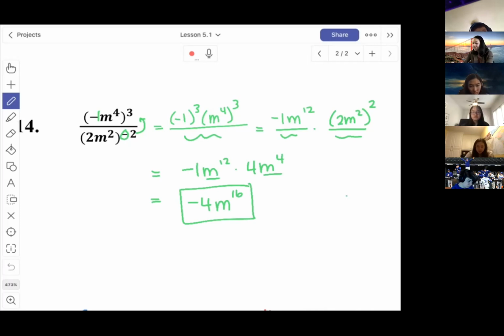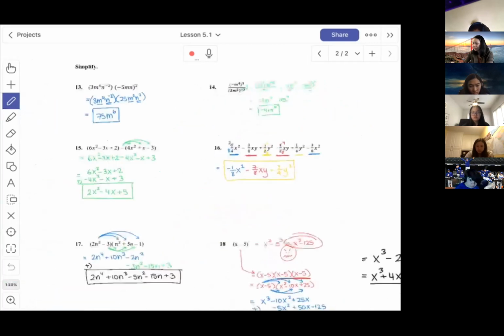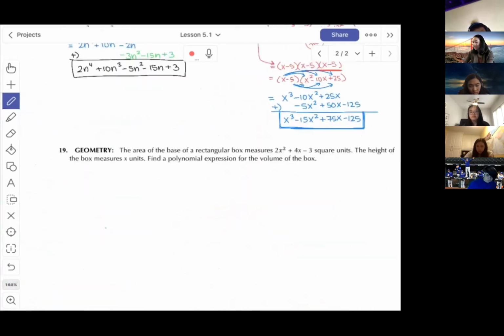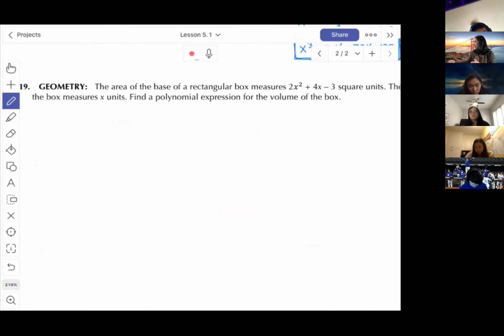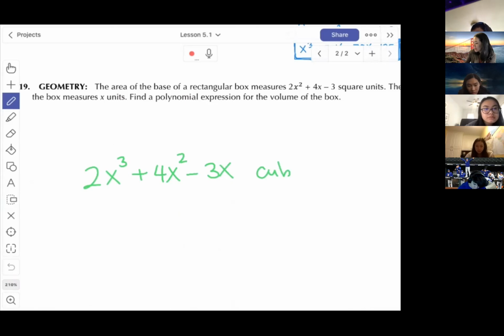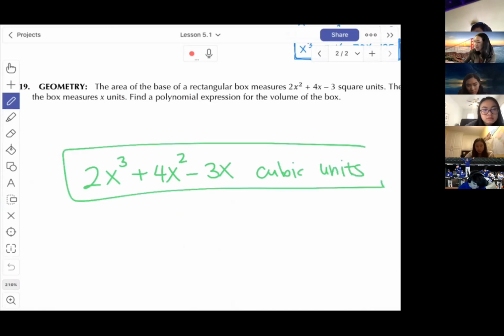All right, guys, I know it's the end of time, but let me give you the answer to the last one, just in case you did it. And even if you didn't, you can just have it down to check your answer later on. Final answer, we get 2x cubed plus 4x squared minus 3x cubic units. All right, and that is it. Okay, thank you guys.